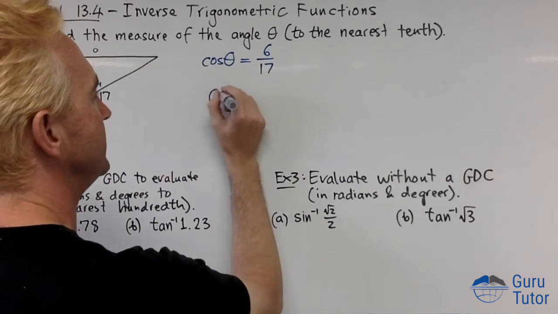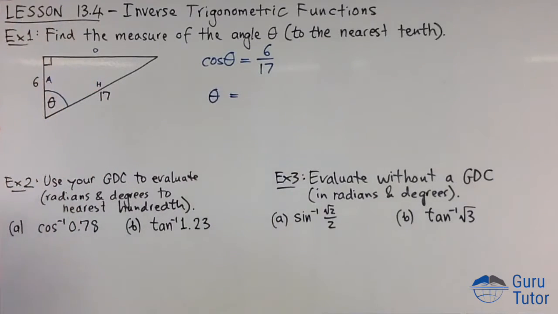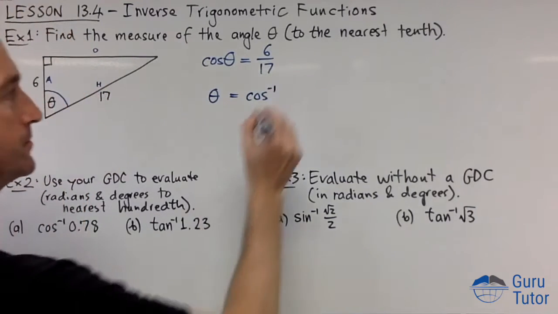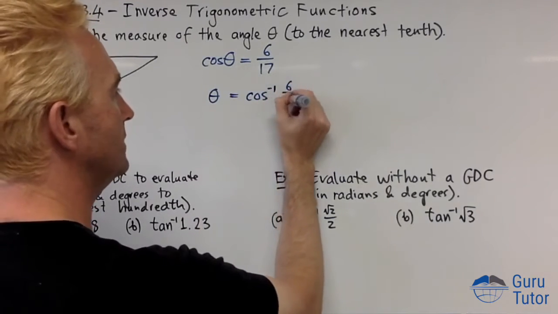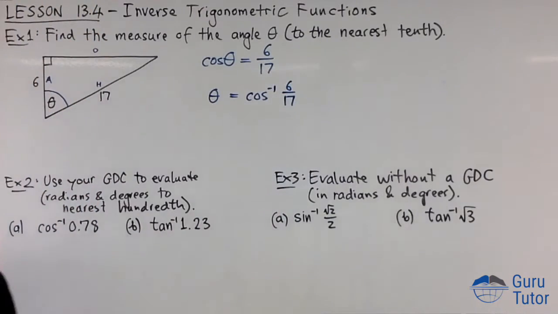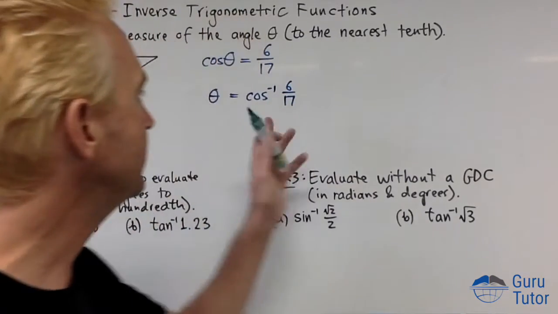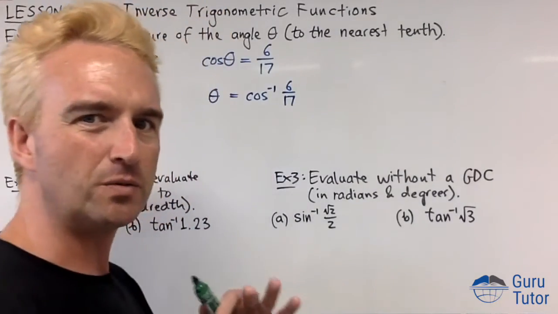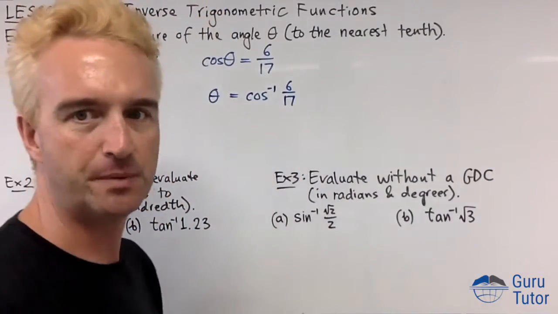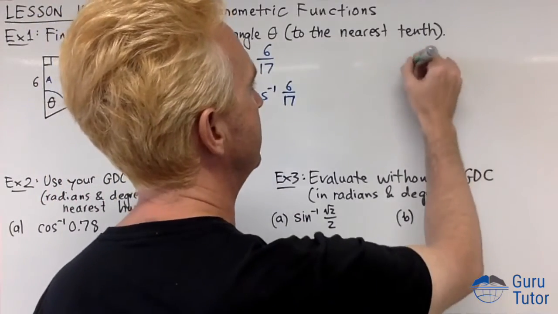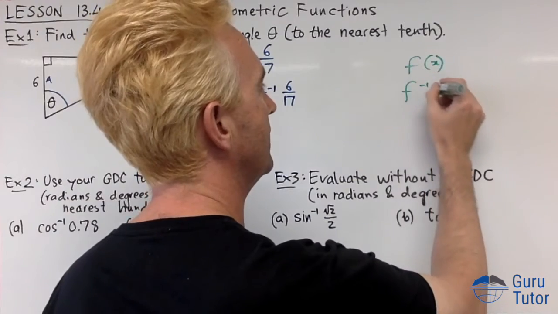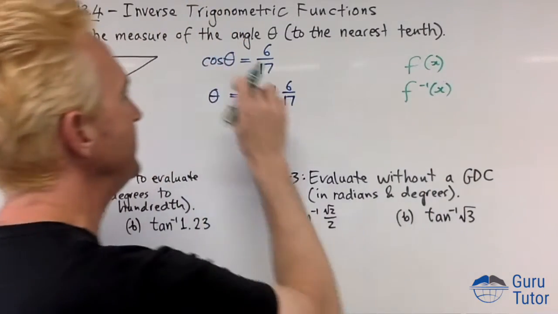We say theta equals, I'm just going to write it, cos with a little minus 1, 6 over 17. And then you have to go onto your calculator and get what that is. The minus 1, it's not an exponent. It's just notation, and we do that for inverse functions, remember? If you've got a function f of x, what's the inverse of that function? f minus 1 of x. One undoes the other.